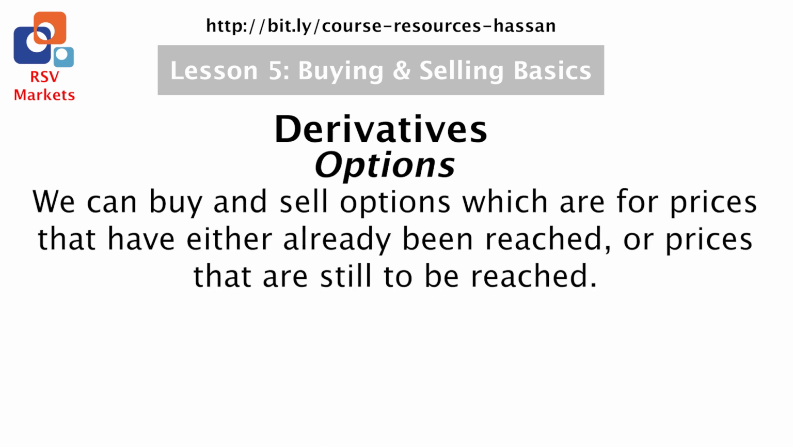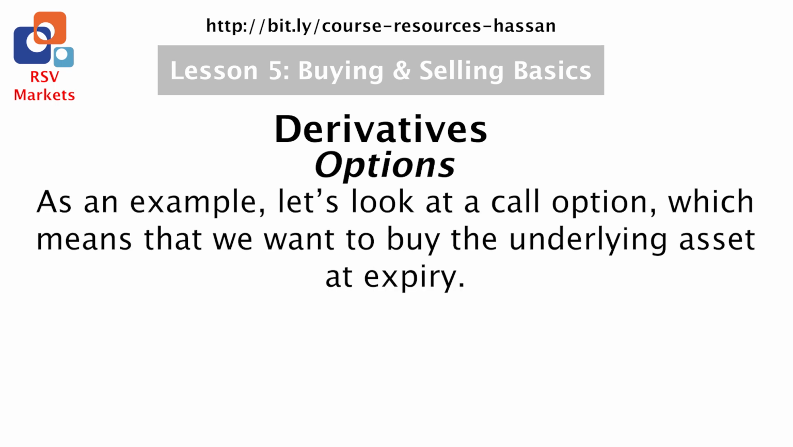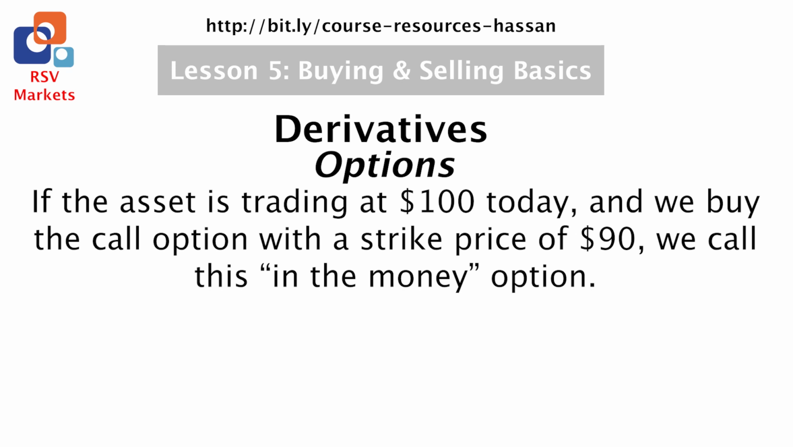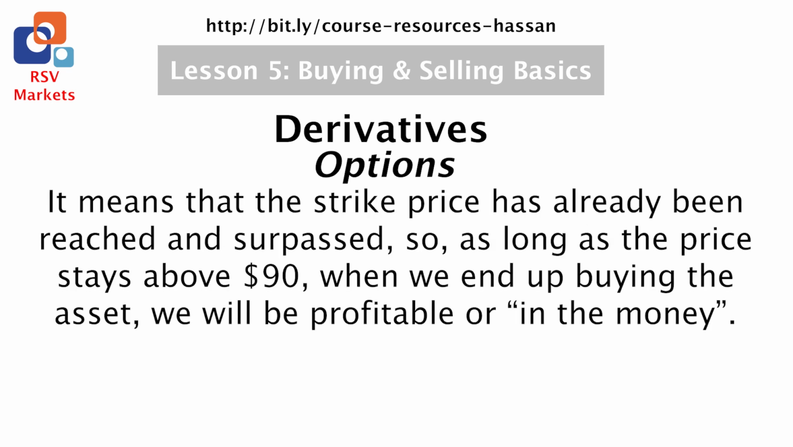We can buy and sell options which are for prices that have either already been reached or prices that are still to be reached. As an example, let's look at a call option, which means that we want to buy the underlying asset at expiry. If the underlying asset is trading at $100 today and we buy the call option with a strike price of $90, we call this an in the money option. It means that the strike price has already been reached and surpassed, so as long as the price stays above $90, when we end up buying the asset, we will be profitable or in the money.